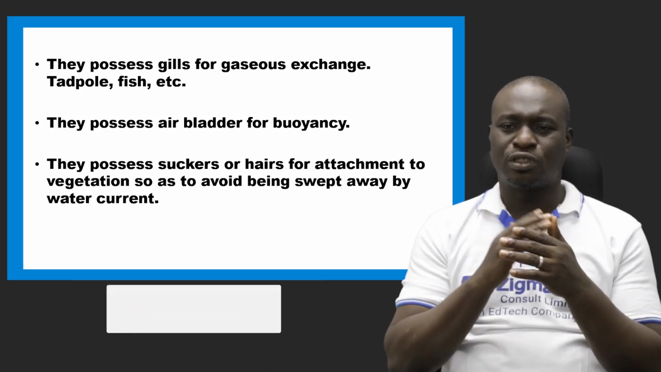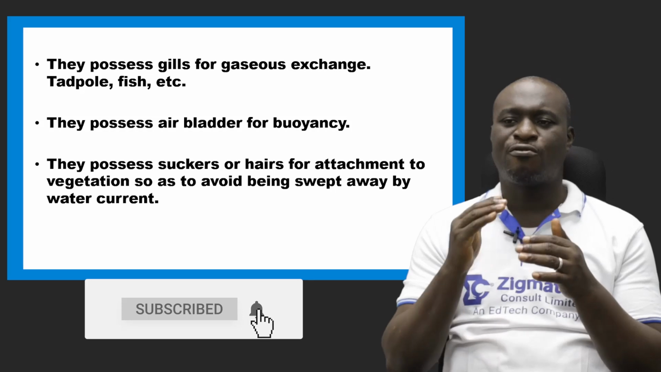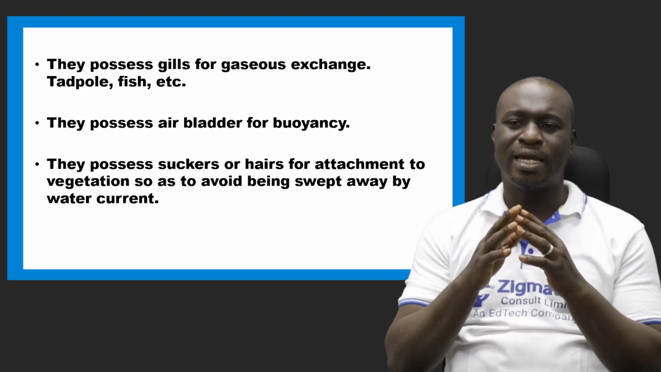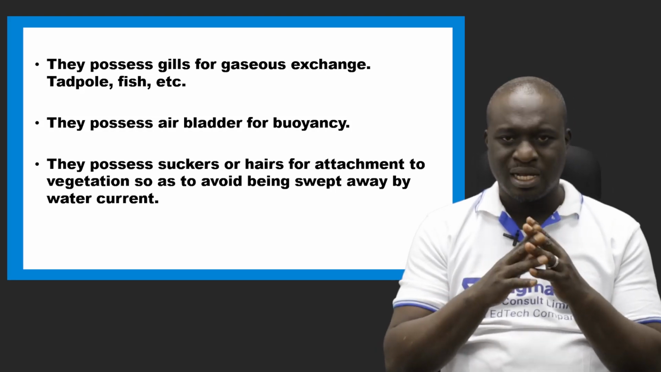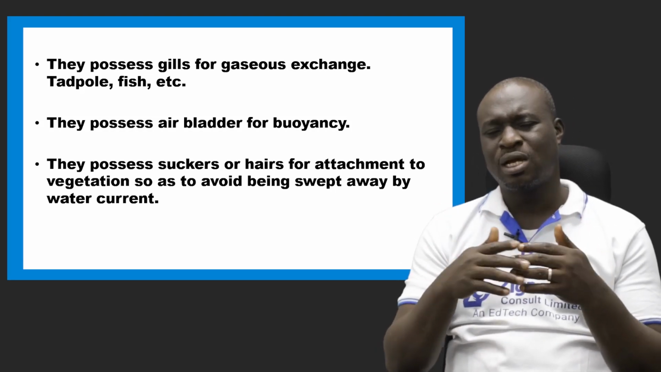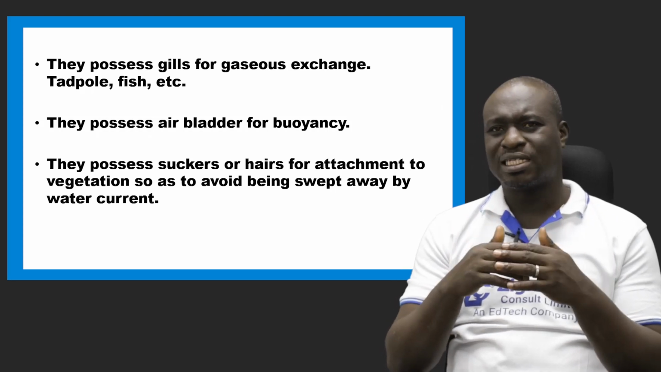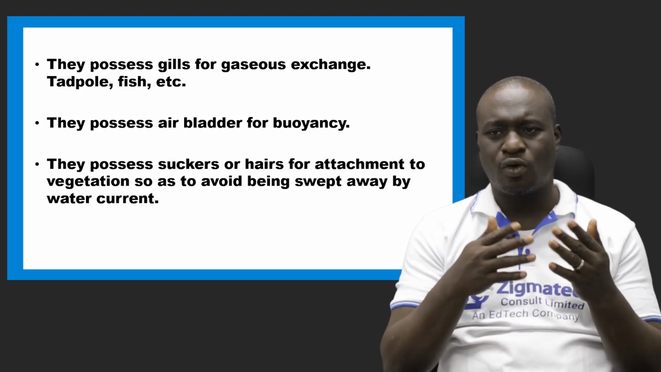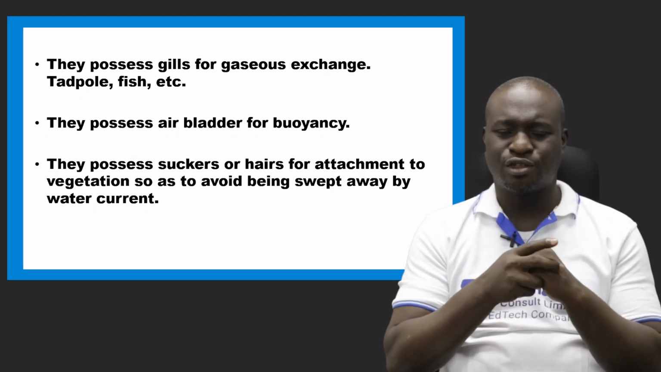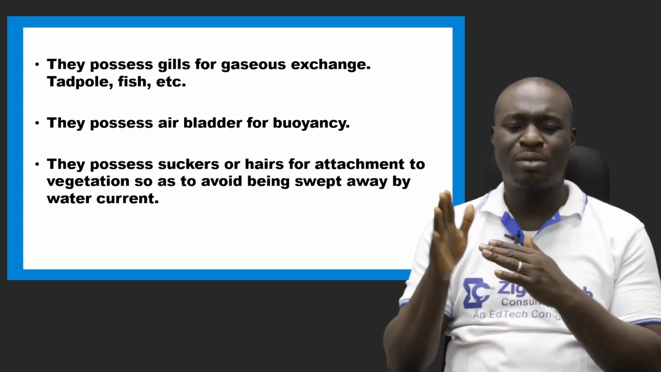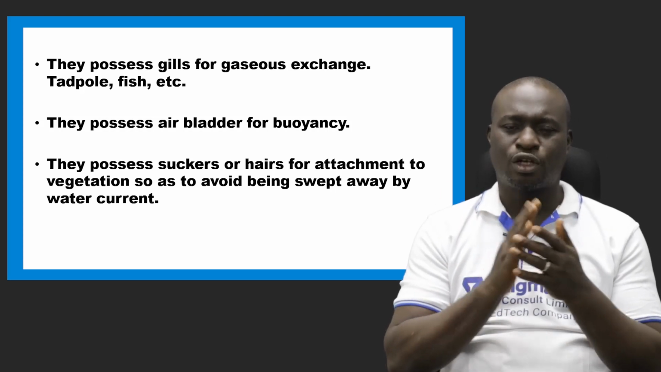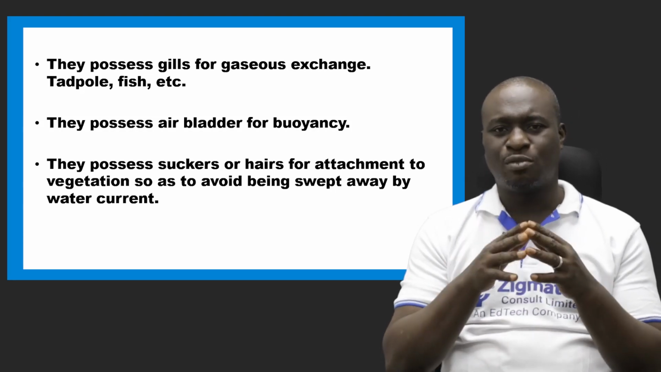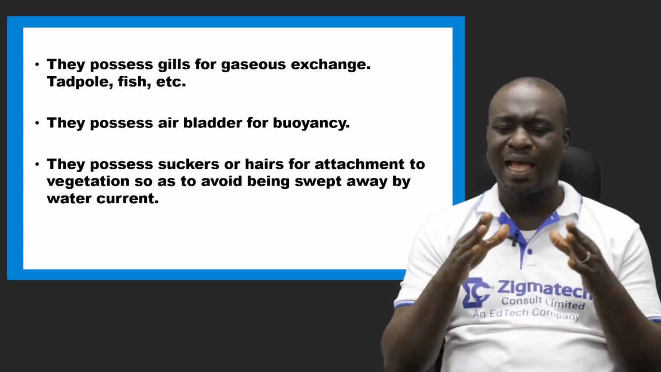And lastly, they possess suckers or hairs for attachment to vegetation so as to avoid being swept away by water current. You see that in some animals like the crustaceans, and in some animals like the hydra that is found in water. So these are some of the adaptive features of animals in aquatic habitat.